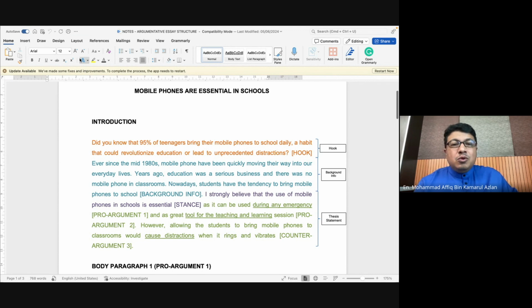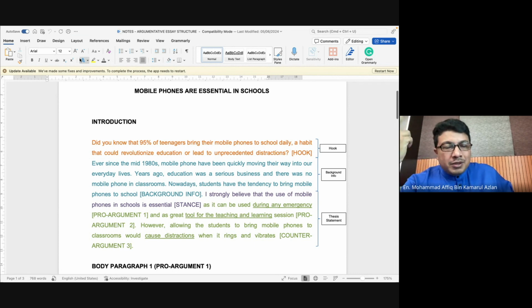Refute means you go against. For example, cause distractions. So though allowing students to bring mobile phones to school gives certain advantages, we have S here, to the students. So this one I got from previous students' assessment, so some grammar mistakes. Advantages to the students, it may be argued that it would cause distractions. So this is the negative point.